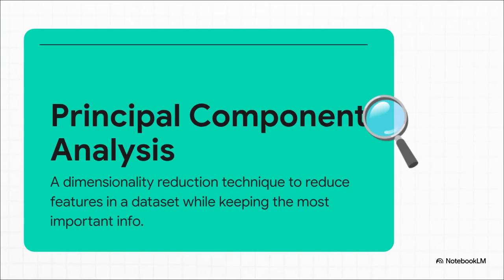So what is it really? At its core, PCA is what we call a dimensionality reduction technique. It sounds complicated, but all it really means is it takes all your original features and transforms them into a brand new, smaller set of features. The cool part? This new set still holds on to most of the really important info from the original data.